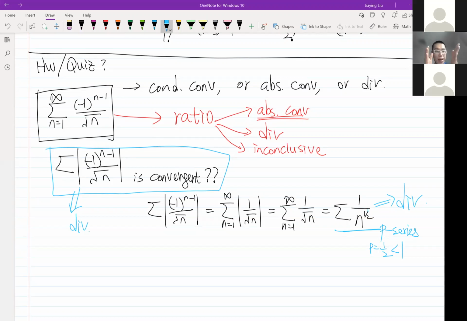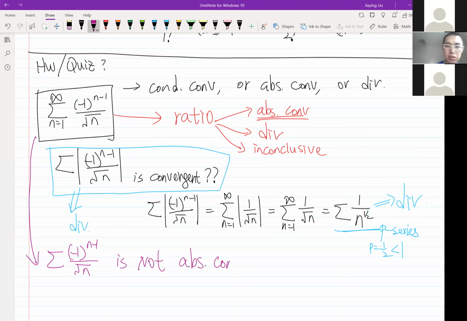If the series with the absolute value is divergent, that means the given series, this one that's given, without the absolute value, is not absolutely convergent. Well, the good thing is that we exclude one of the options, right? We get 3 options at the beginning: conditionally convergent, absolutely convergent, or divergent. So now we find out that it's not absolutely convergent. So we get rid of one of them. But is it conditionally convergent? That's the next question.